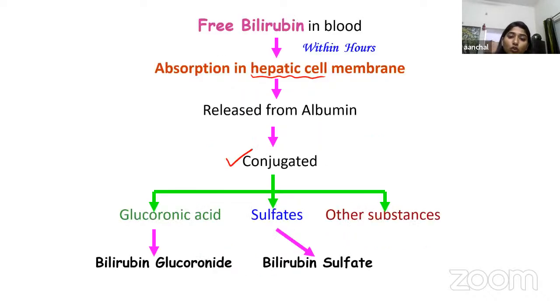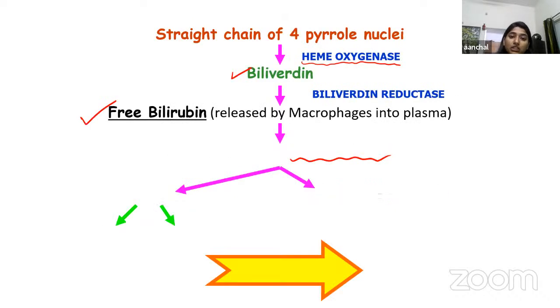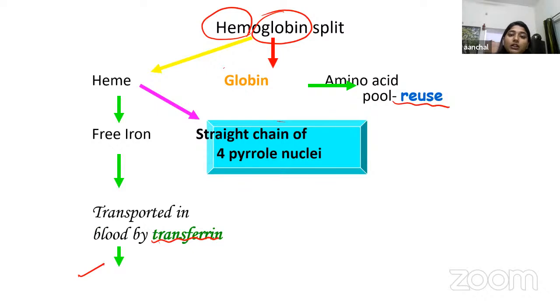And for the fate of hemoglobin, this slide is very, very important and needs to be remembered. These two slides are very, very important: hemoglobin gets split into heme and globin. Globin enters the amino acid pool cycle. Iron from heme gets stored inside the liver for reuse, and these 4 pyrrole chains are responsible for the formation of bilirubin.